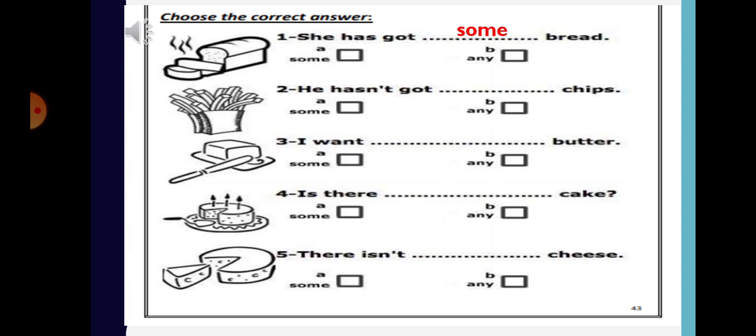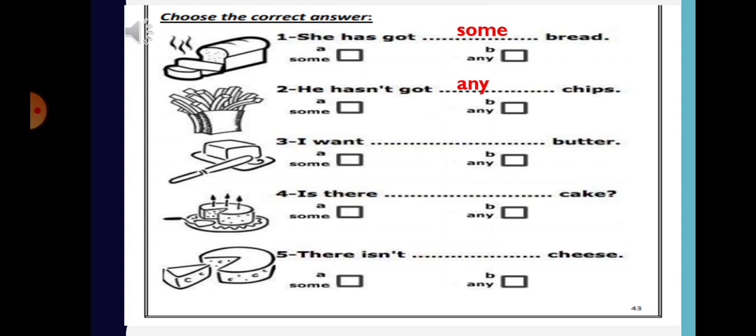Number two, he has not got chips. Chips, this is countable or uncountable? I can see the S at the end, right? Chips. So this is countable, I can count. If I can count, I'm going to make it plural. She has not got chips. I can see not here. So if you can see not, you are going to choose what? Some or any? Not. Yes, any.